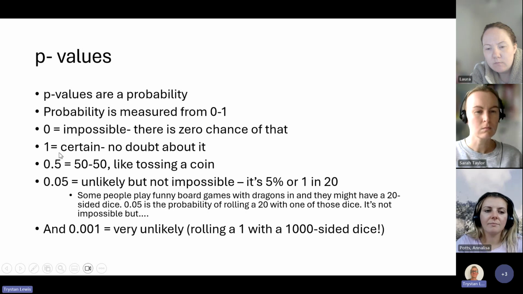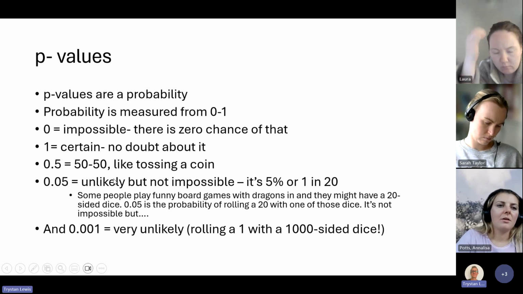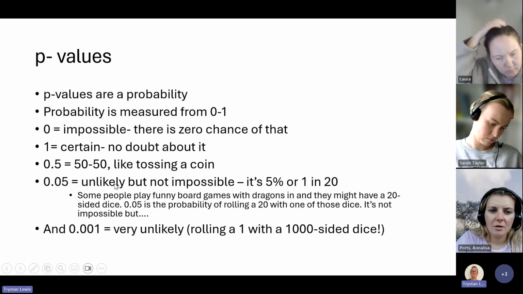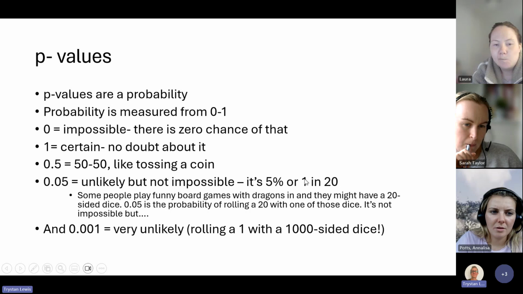0 is impossible. 1 is absolutely certain. And the one we're most of the time interested in is 0.05, which means it's quite unlikely. You'd have to do the test 20 times to expect to get it.